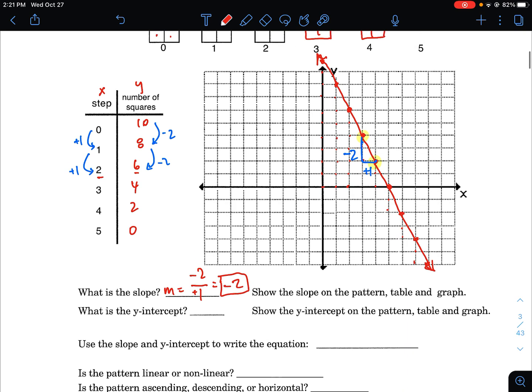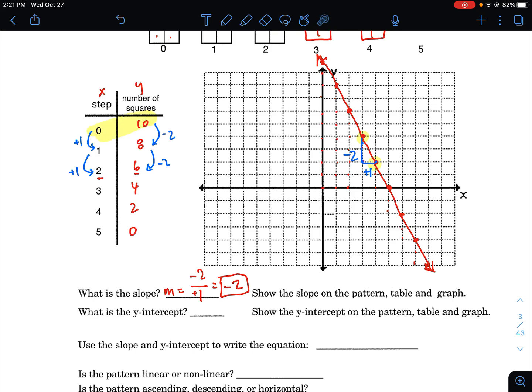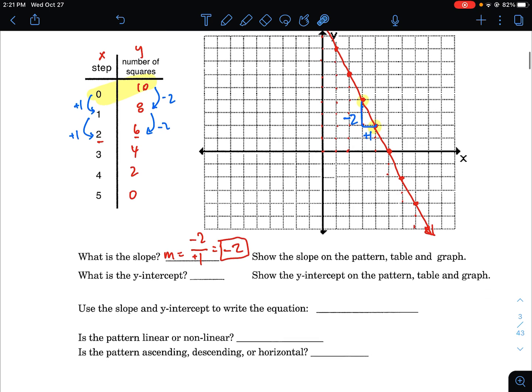What is my y-intercept? That is where my line touches the y-axis. Well, it touches it at 10. I know we can't see it there, but we definitely can see it right over here. So this is our y-intercept. At step 0, at the very beginning, our y-intercept is 10.